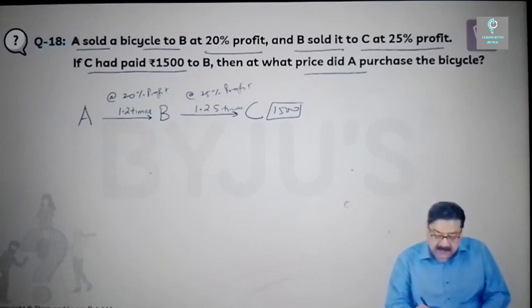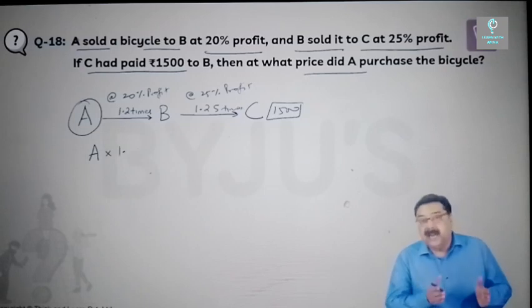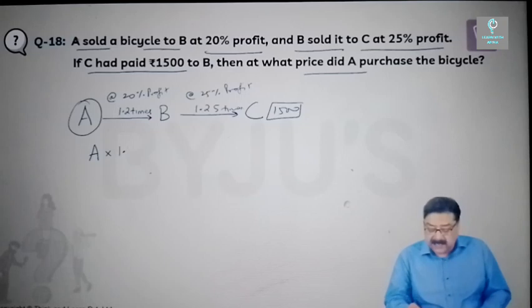So let us say A purchased the bicycle for rupees A. So for rupees A, it got multiplied. It became this rupees A, which is the cost price for Mr. A. The price was first increased 1.2 times. Then it was increased 1.25 times, which was the price paid by C to B.